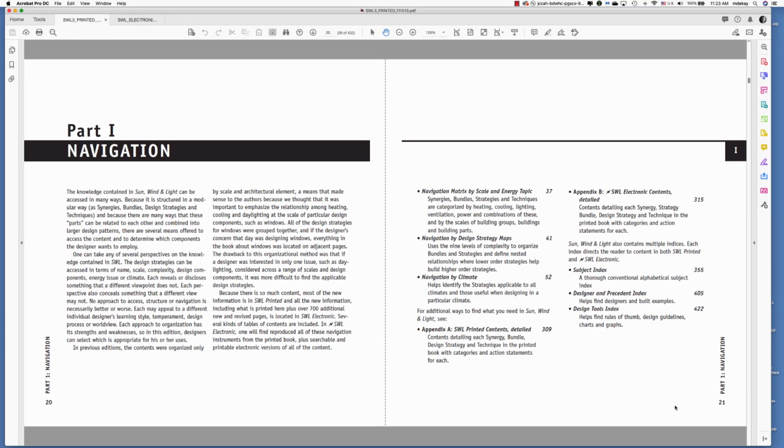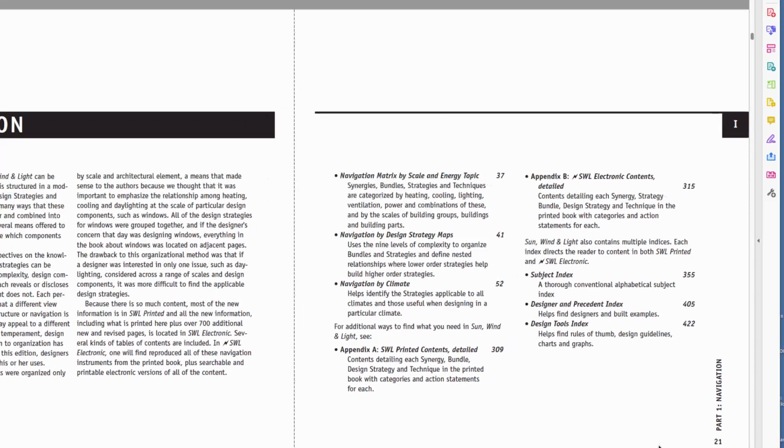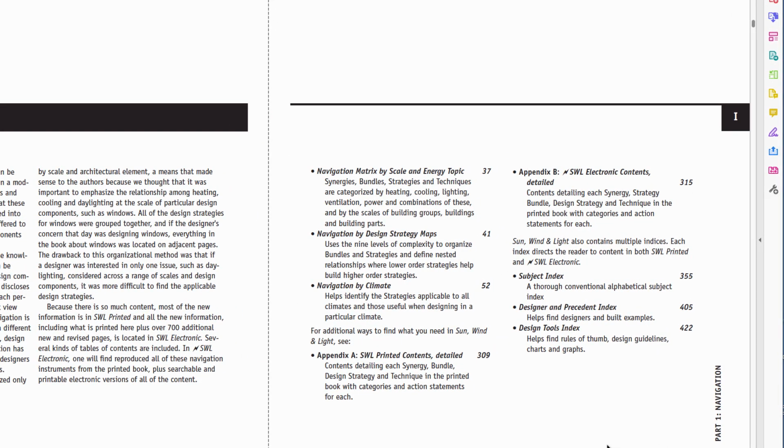Part one is all about navigation. What you can find here is different ways to find what you're looking for in sun, wind, and light, or different ways to relate one strategy to another. So for instance, we have the navigation matrix by scale and energy topic. We can navigate by design strategy maps. We can find what strategies work in particular climates, and so on.